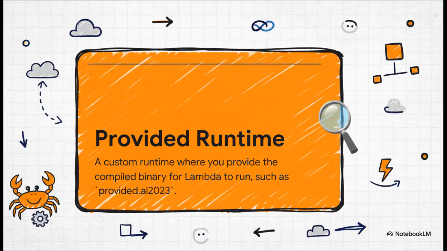Okay, so this provided runtime idea is super interesting. See, unlike Python or Node, Rust compiles all the way down to a single native binary file. That means you don't need a whole language-specific environment managed by AWS. Nope, you just hand Lambda your compiled code and it runs it on a bare-bones, OS-only environment. The result? You get insane performance and ridiculously low cold start times.